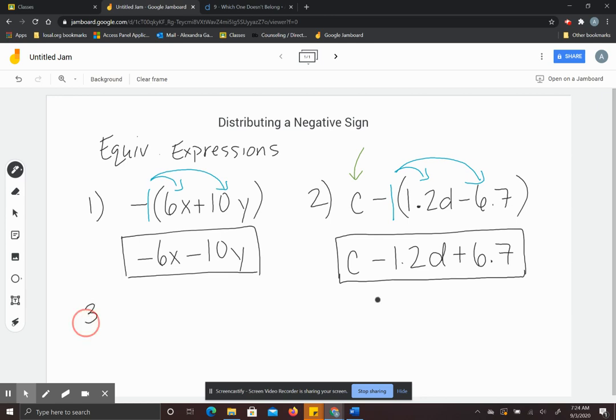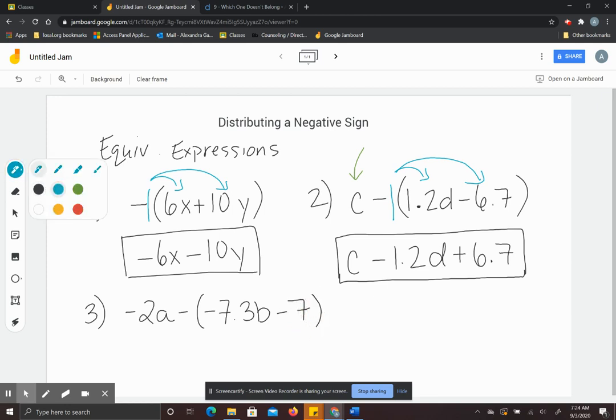The third and last example is if we have a negative term here, -2a, minus a -7.3b minus 7. So now we're looking at this. It might look a little more daunting than the other ones, but it's actually not. This -1 is still here. We're distributing that -1 to the terms in the parentheses.